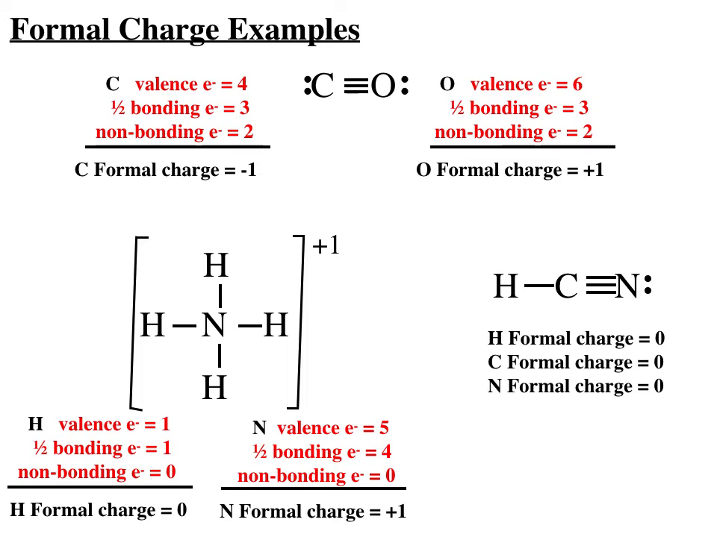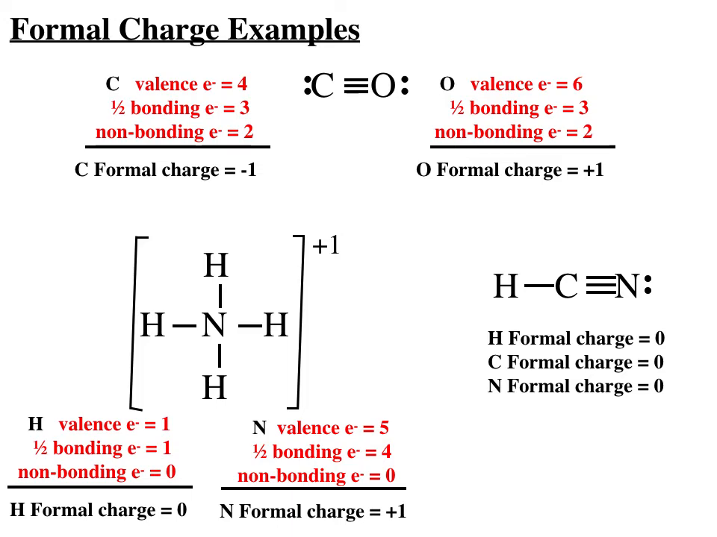Let's next look at this molecule. I show hydrogen cyanide on the left here. This would be the Lewis dot structure of hydrogen cyanide. Let's do the formal charge on H, and we can do it here. I just wrote them out, but let's think about it a little bit.